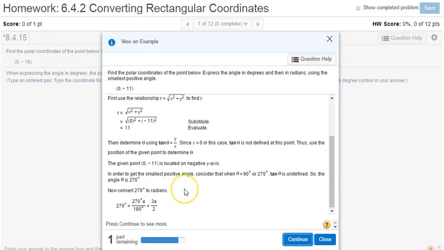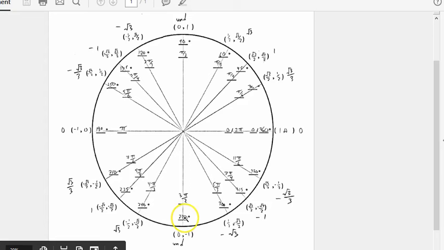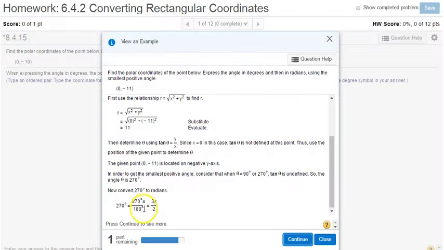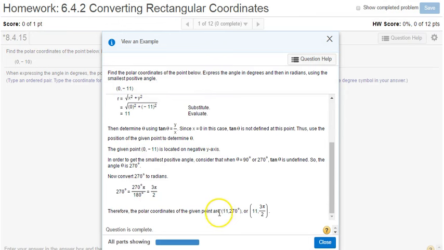And then they also asked us to convert the degree measurement into radians. They want us to express both. So the degree measurement we picked was 270. For the radian measurement, you could just look at your unit circle and see that 270 degrees is the same as 3 pi over 2. You might already have some of those memorized. Or they actually show the conversion that we did when we first learned radians and degrees, that you can multiply by 1 pi radian over 180 degrees, which makes the degree symbols cancel out. So they got 3 pi over 2.